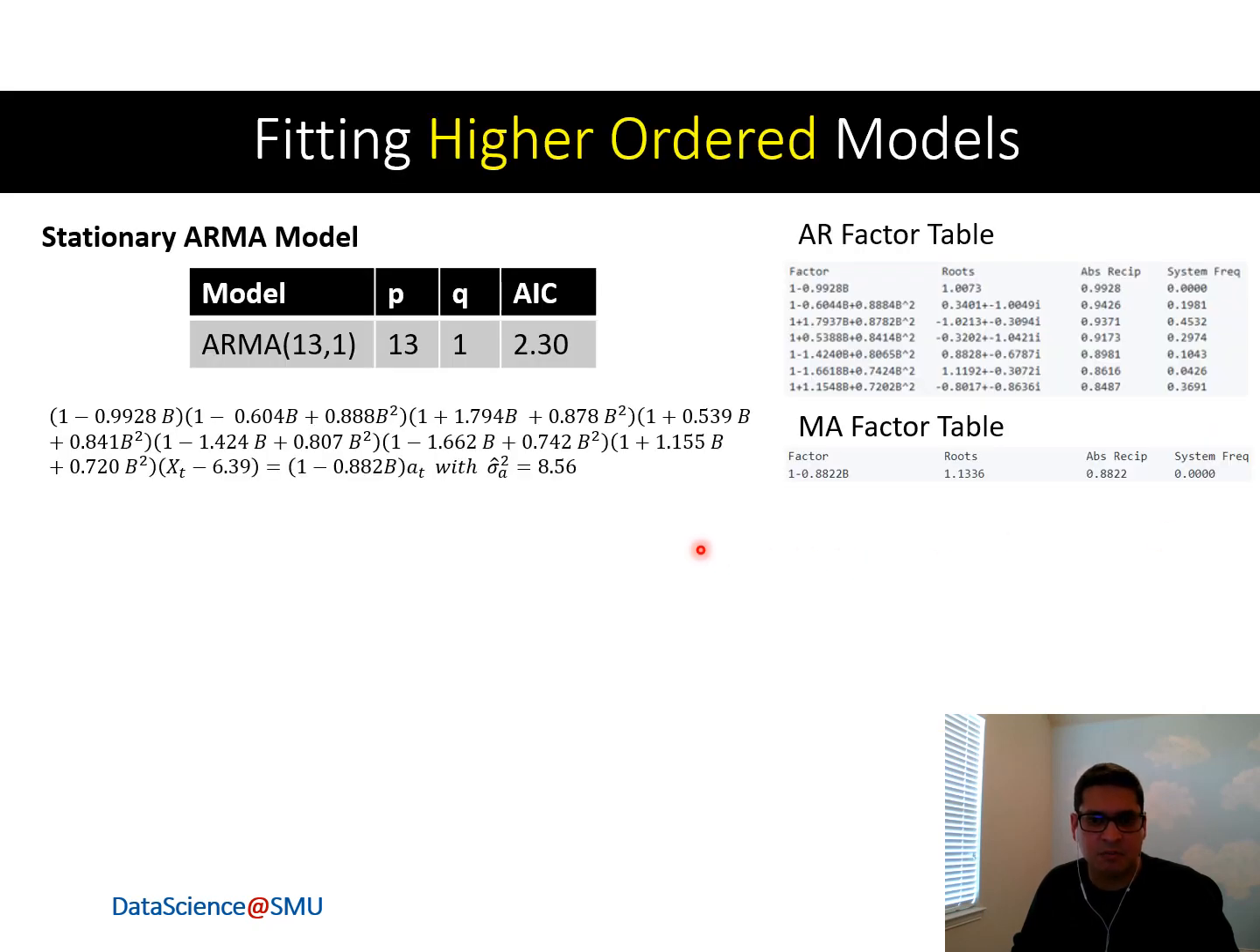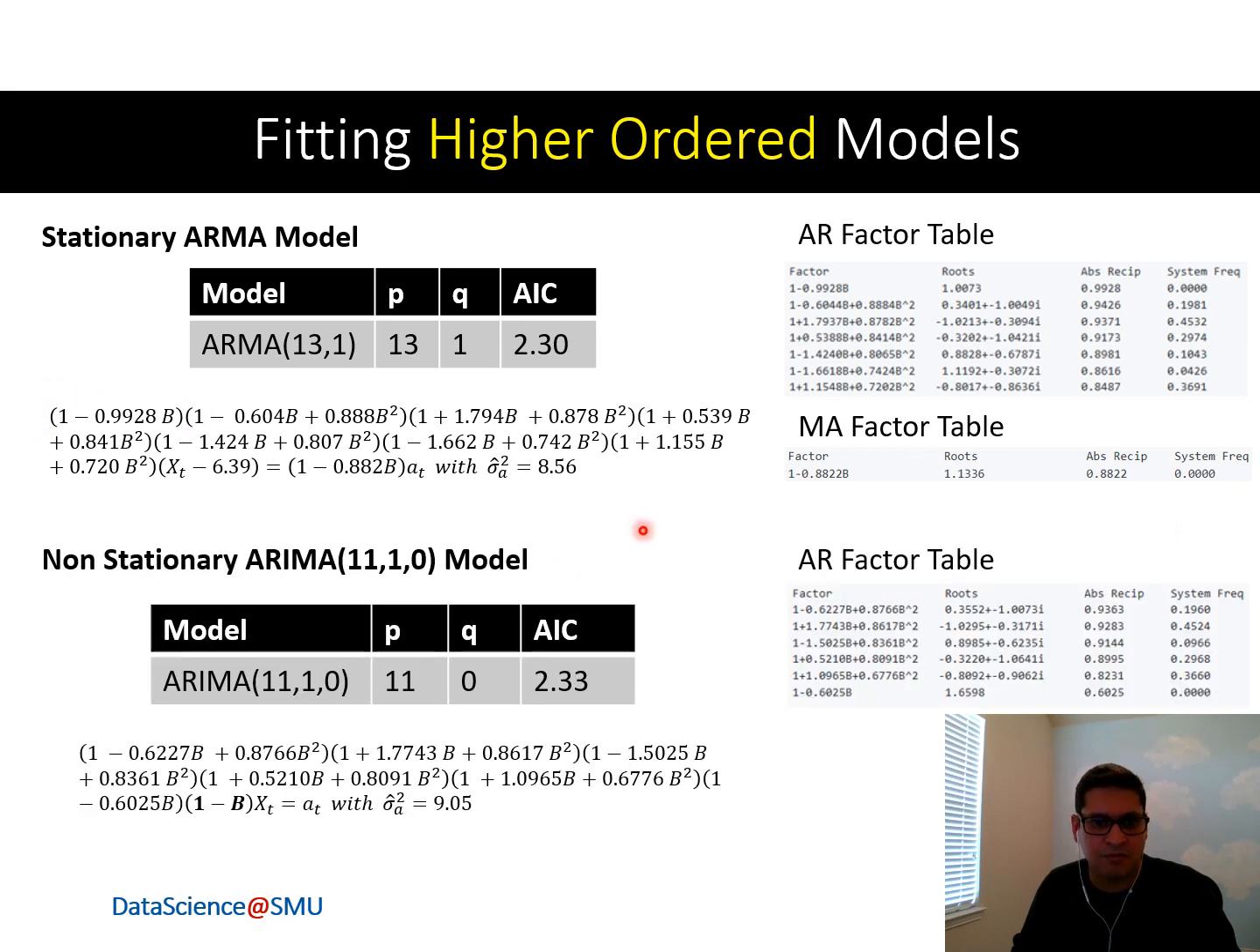So we started off building models with lower order p and q terms, but we found that the residuals were not white noise. So hence we increased the order and we found that the ARMA(13,1) was a good fit. It had an AIC of 2.3 and the factored model is shown here. It has a white noise variance of 8.56. We also find that one of the factored terms is very close to the unit circle, similar to what you would find from a non-stationary model.